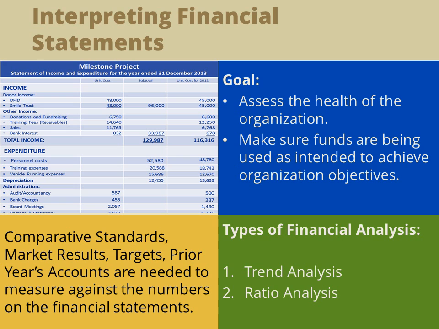When reviewing an organization's financial reports, the main goal is to assess the health of the organization and to make sure that funds are being used as intended to achieve organization objectives. Comparative standards, market results, and targets or prior year's accounts are needed to measure against the numbers on the financial statements. When we interpret the balance sheet and income and expenditure statement, we use 2 types of financial analysis.